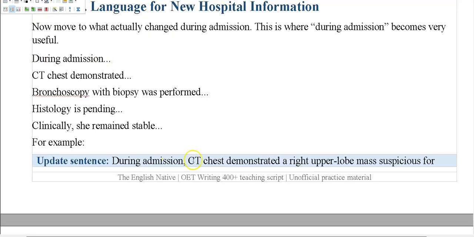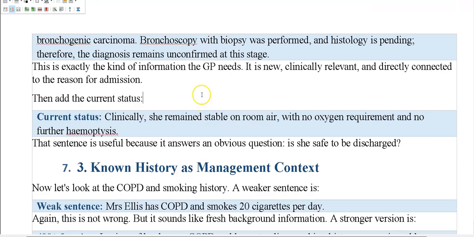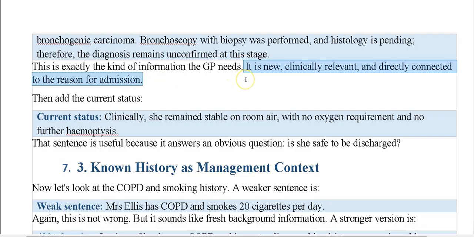During admission, CT chest demonstrated a right upper lobe mass. Histology is pending. A biopsy was performed, so we can see we've got some good use of both active and passive there. Okay. This is the kind of information the GP needs. It's new, clinically relevant, and directly connected to the reason for admission.